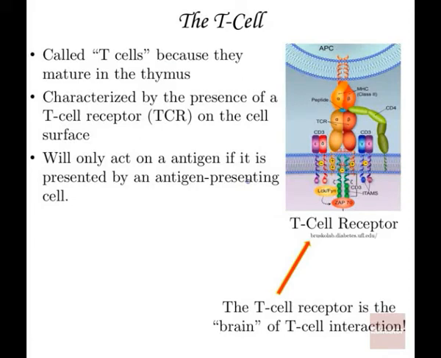Okay, so let's examine the T cell in detail. The T cells mature in the thymus. That's why they're called T cells. They are characterized by a T cell receptor, and the T cell receptor is really the brain of the T cell interaction. It's a very specific attachment or receptor. It's an integral protein, right? And it goes completely through the lipid bilayer of the plasma membrane. But most importantly, it has several components. One of the most important components is the major histocompatibility complex, called MHC.